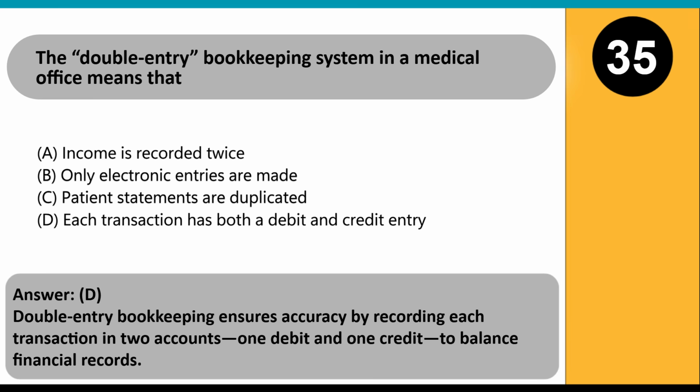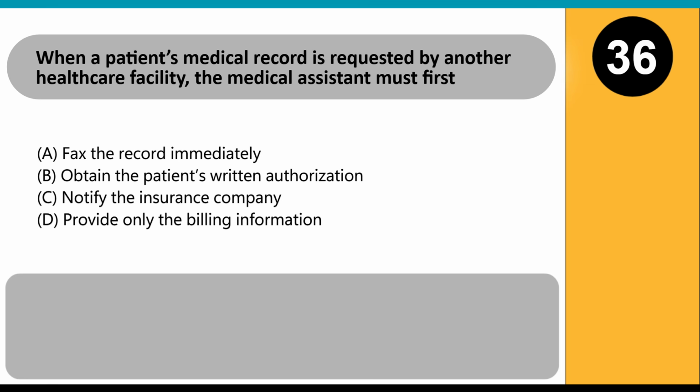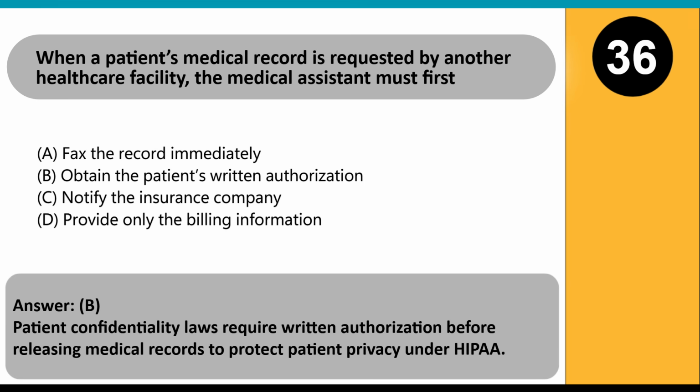financial records. When a patient's medical record is requested by another healthcare facility, the medical assistant must first A. Fax the record immediately. B. Obtain the patient's written authorization. C. Notify the insurance company. D. Provide only the billing information. Answer: B. Patient confidentiality laws require written authorization before releasing medical records to protect patient privacy under HIPAA.